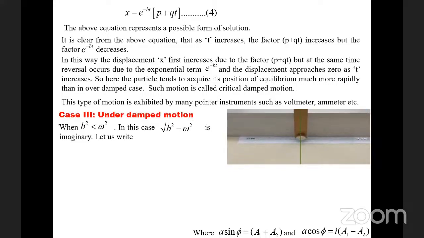Next is underdamped, where b is less than omega. So this is an imaginary part. Let us write here minus b plus or minus square root of b square minus omega square as i into square root of omega square minus b square. Why? Because here omega is greater than b. If i goes inside the square root, i square is minus 1. Multiply by minus 1: minus omega square minus into minus plus b square, that means b square minus omega square.